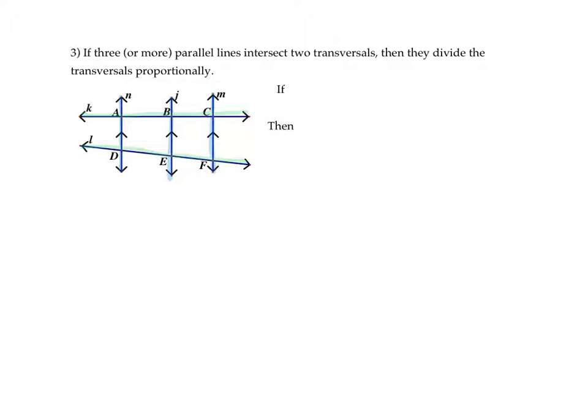So if we know for sure that line N is parallel to line J, which is parallel to line M, which is kind of a funny way to write it, but if all three of those lines are parallel, then we can say for sure that the length of AB, right here, compares to the length of BC right here. So we're going to compare those two. And that would have to be equal to the length of DE divided by the length of EF right here.